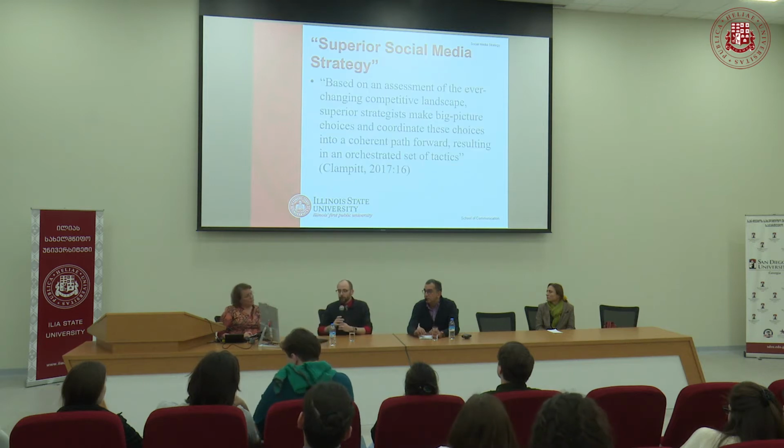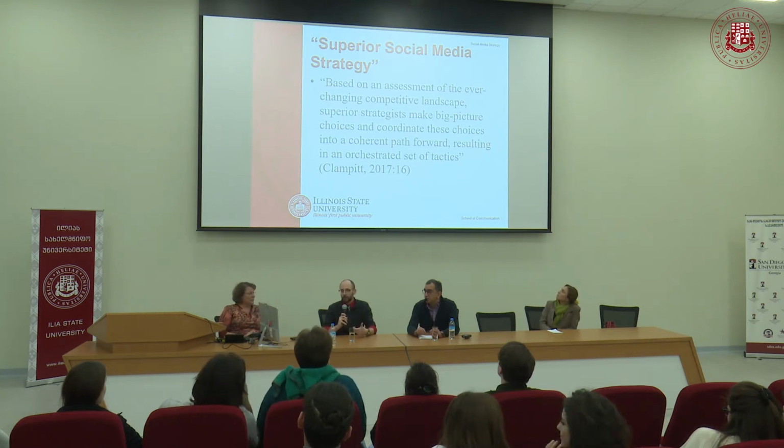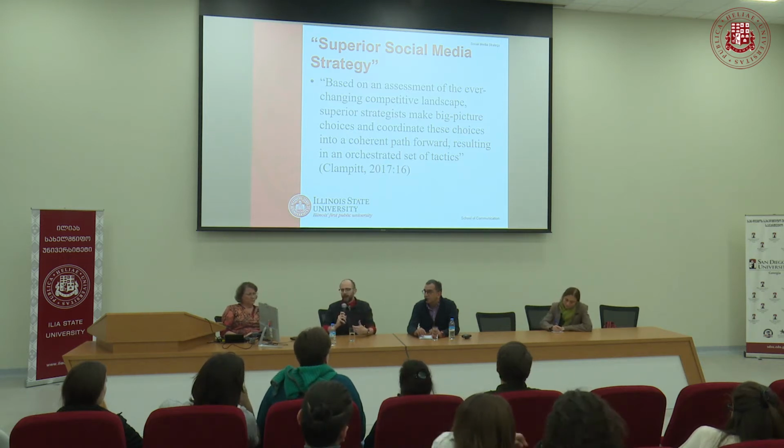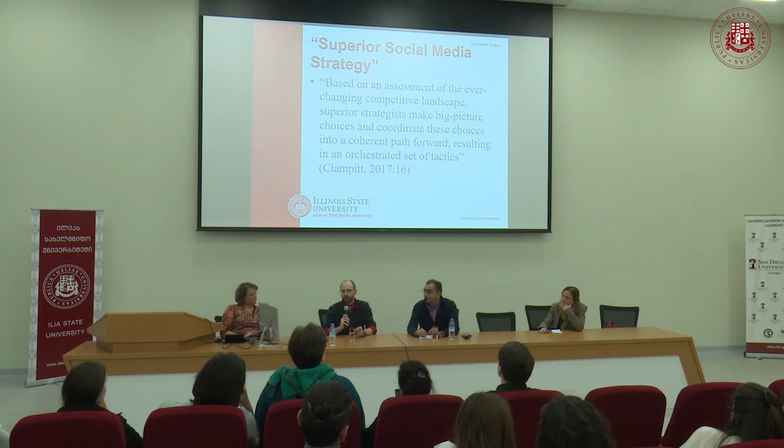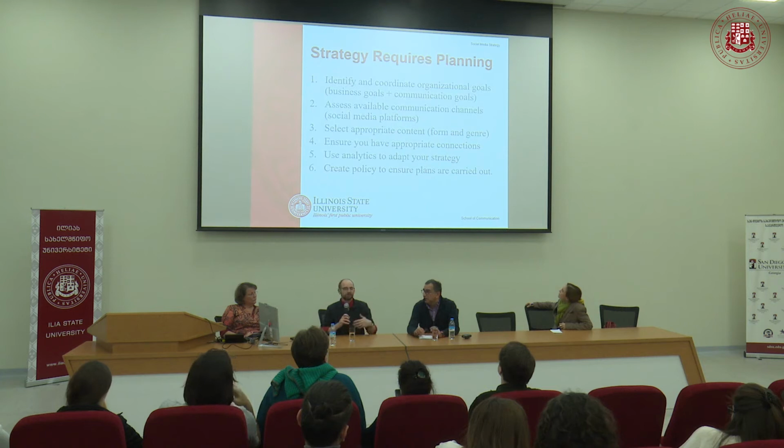So one of the books that I use at Illinois State University talks about really what's necessary to build a superior social media strategy. And the author, Philip Clampett, I'll show you a picture of his book at the end, says that based on an assessment of the ever-changing competitive landscape, superior strategists make big picture choices and coordinate these choices into a coherent path forward, resulting in an orchestrated set of tactics. And in short, what he means here is that social media require planning, and strategy requires a lot of planning.